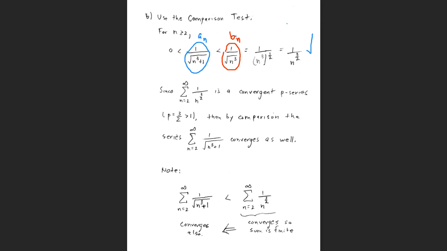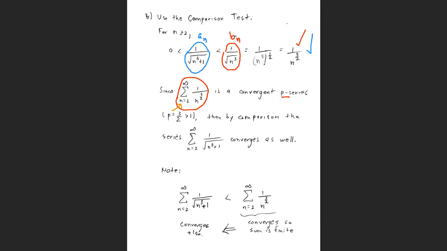Okay, so when you are doing the comparison test, you have to compare your series to another series that you know something about. So, 1 over the square root of n cubed can be expressed as 1 over n to the 3/2 power. And we recognize the series where n equals 2 to infinity of 1 over n to the 3/2 power. That's a convergent p-series. Again, it doesn't matter what the starting index is for the series, okay?